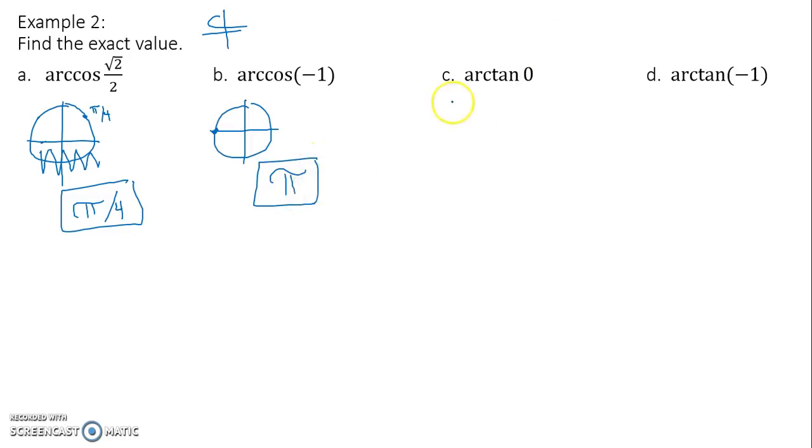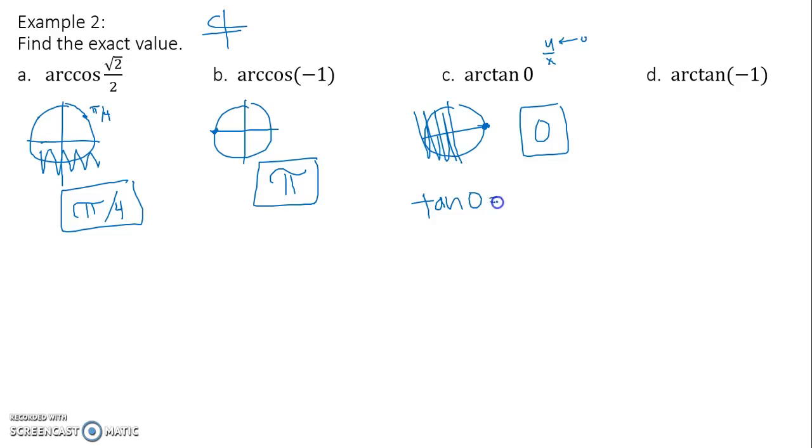Arctangent of 0. Looking at my unit circle, I'm only on the right side. So I want to know what's the angle that gives me a tangent of 0. Remember, tangent was y over x, so I basically want my y to be 0. Over here, the only place that happens is right here at 0. And if you want to check these, you could always type in your calculator tangent of 0. In this case, the answer should be 0.